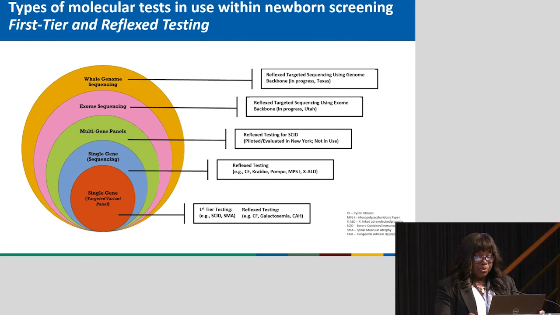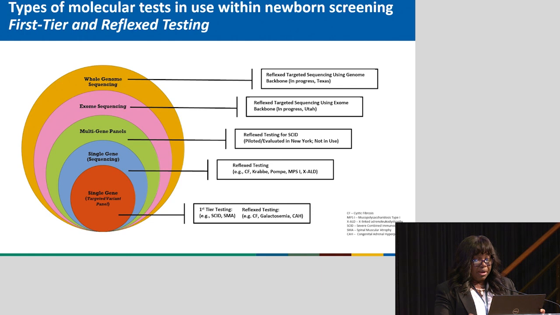Currently, newborn screening programs in the US use a number of molecular applications for the purpose of screening. Starting at the smallest circle in red, this involves looking at targeted variants in a single gene, which does not require variant interpretation. As I mentioned before, SCID and SMA are assessed using a first-tier molecular assay, looking for very specific molecular targets. Single gene sequencing analysis is being employed by a number of programs as a reflex test.